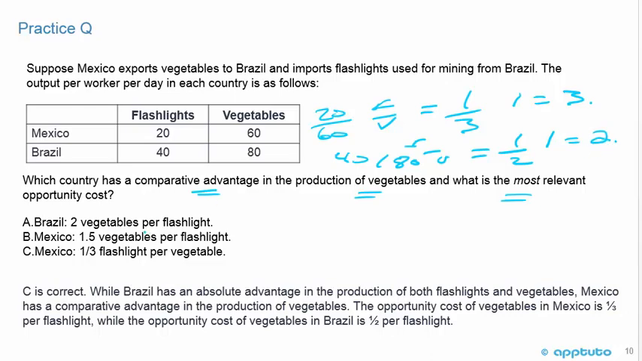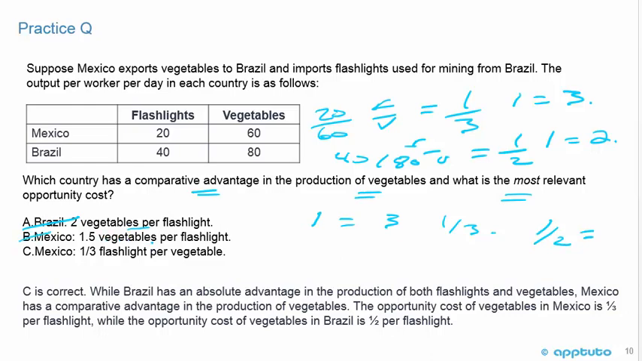So actually the 2 vegetables per flashlight in a sense is correct, but that is wrong. A is wrong because Brazil doesn't have the comparative advantage. Mexico has the comparative advantage because 1 flashlight equals 3 vegetables, okay? So the opportunity cost of vegetables is 1/3 per flashlight, okay? And the opportunity cost of vegetables for Brazil is 1/2 per flashlight. So again, this calculation for B is wrong.